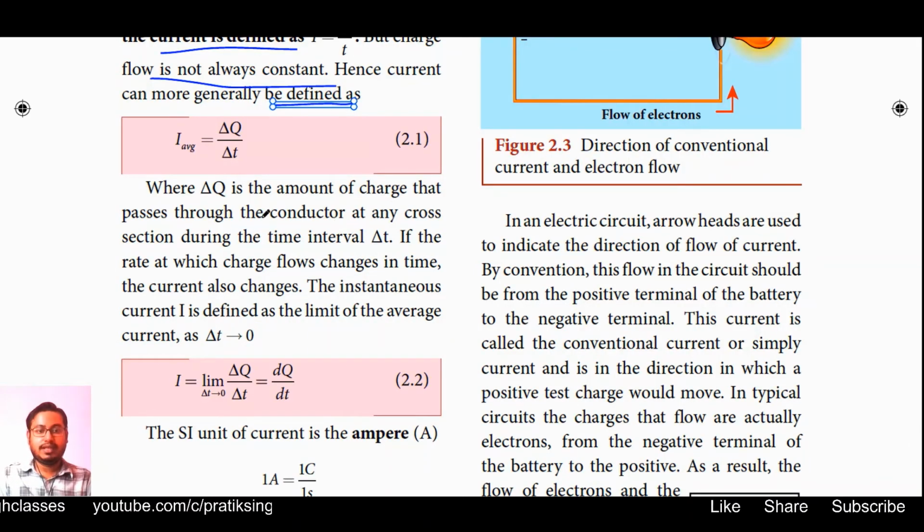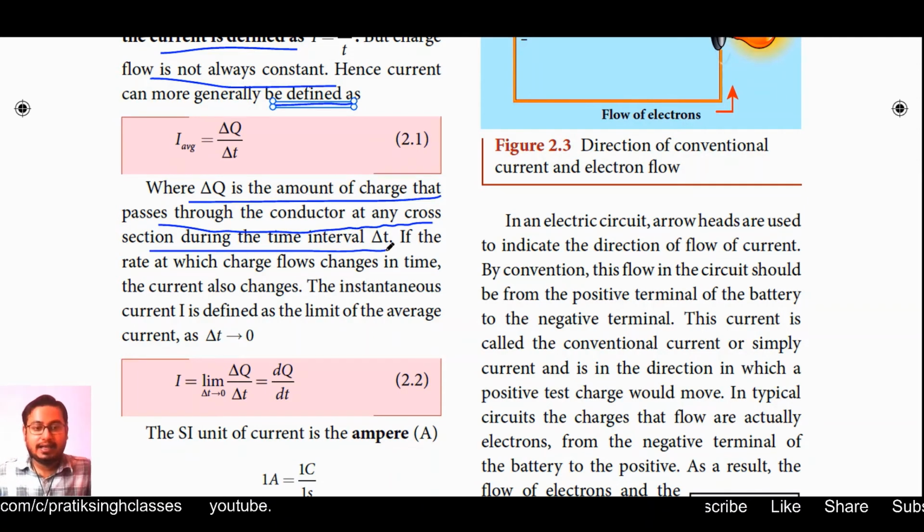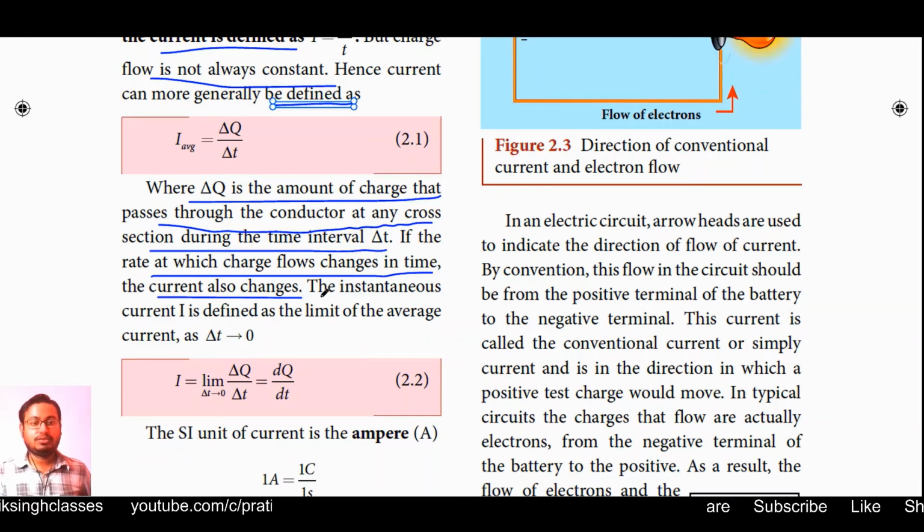Here delta q is the amount of charge that passes through the conductor at any cross section during the time interval delta t. And you know very well that whenever we use delta and whenever we use d as a prefix, I already taught you when we went through the first unit. If the rate at which charge flows changes in time, the current will also change. So we need to define instantaneous current.